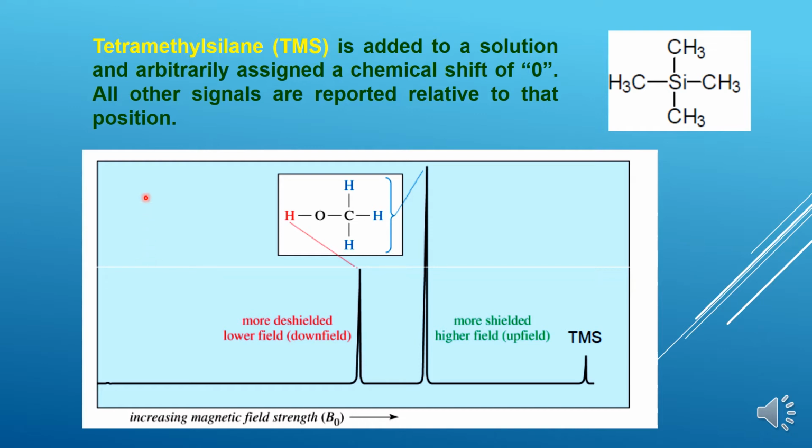Here it is best illustrated with an example like methanol. Methanol has two types of protons. One is three methyl protons, another one is hydroxyl protons. So these two are two different sets of protons. They are non-equivalent.